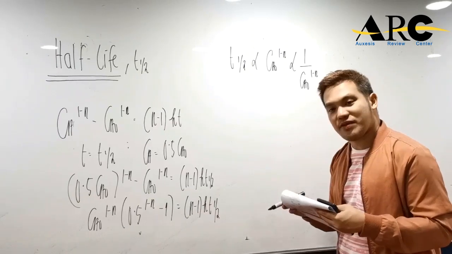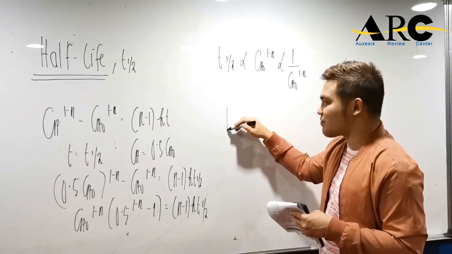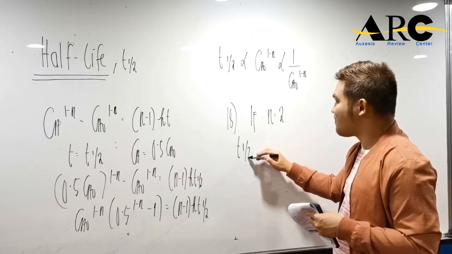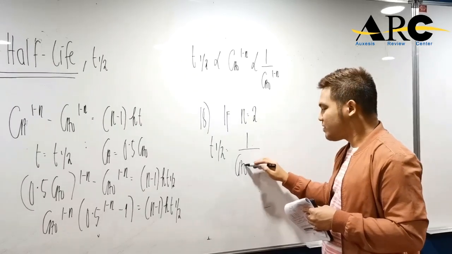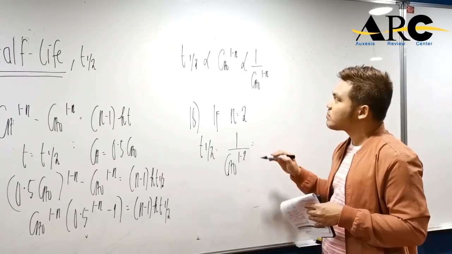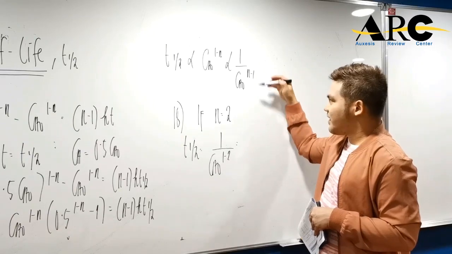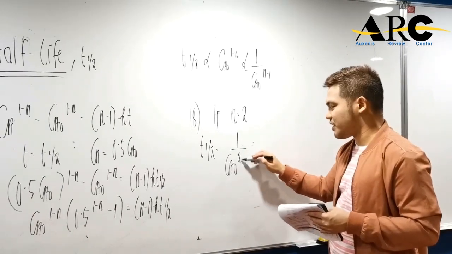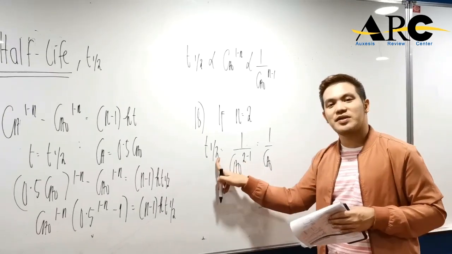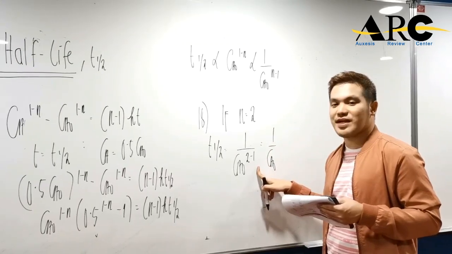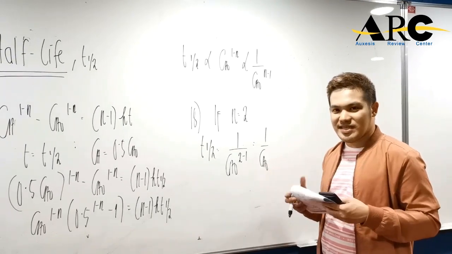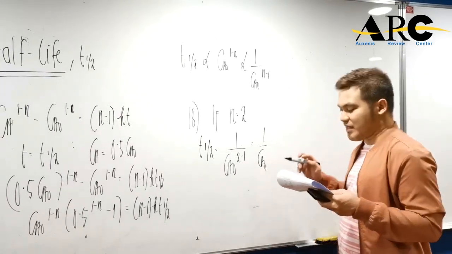So, what about second order? In number 18, if n equals 2, half-life is equal to 1 over CA0 raised to 1 minus 2, or n minus 1, or 2 minus 1, sorry. So, 1 over CA0. We can see that for second order, half-life is inversely proportional to the initial concentration, letter E. To understand this better, let's try number 20.